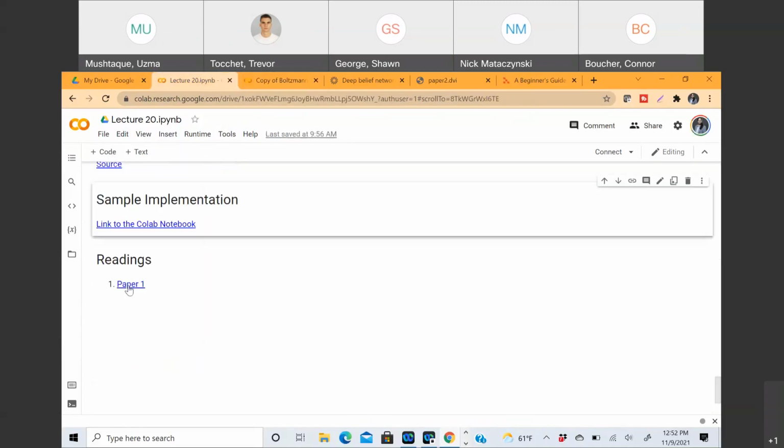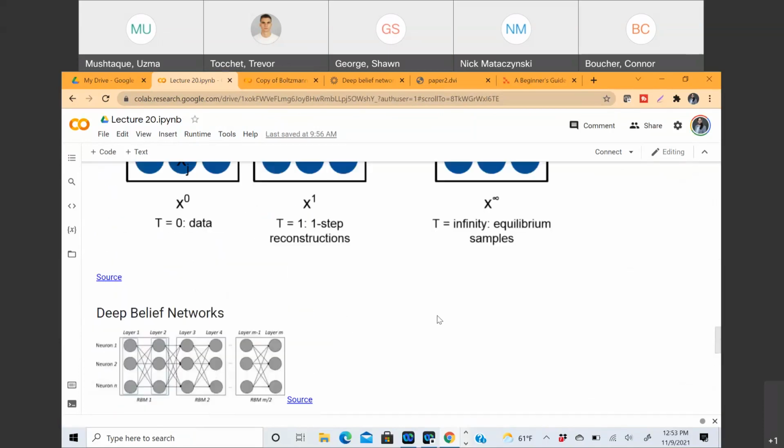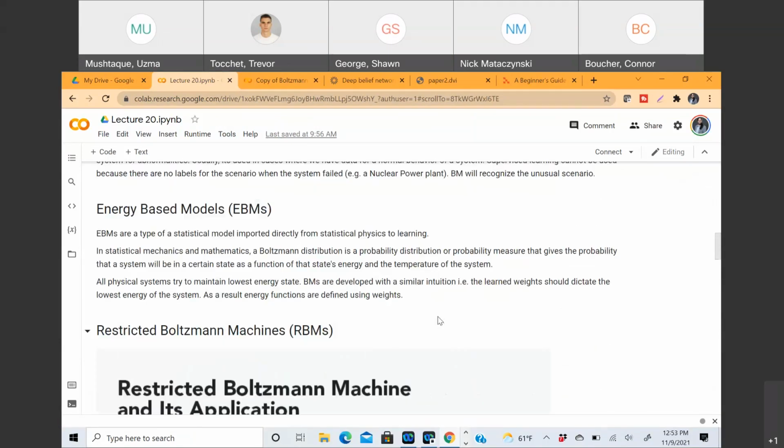And yeah, if you're interested more in Boltzmann machines, definitely read this paper because this actually summarizes everything right from the basics up to the more complex deep Boltzmann machines and deep belief networks. Okay. All right. So that's all I wanted to talk about.